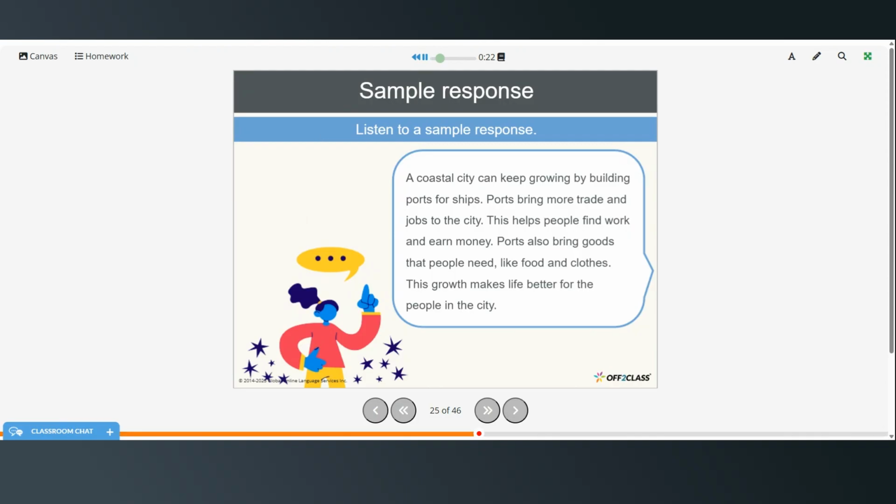A coastal city can keep growing by building ports for ships. Ports bring more trade and jobs to the city. This helps people find work and earn money. Ports also bring goods that people need, like food and clothes. This growth makes life better for the people in the city.